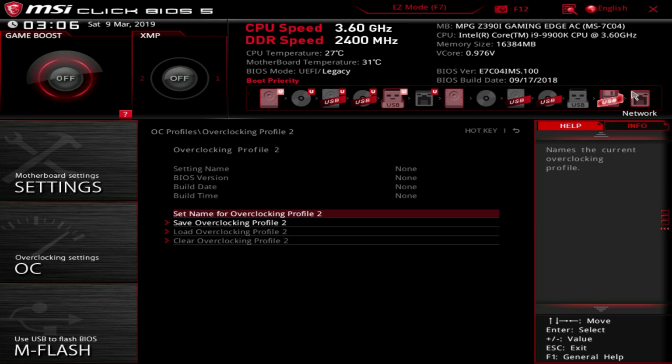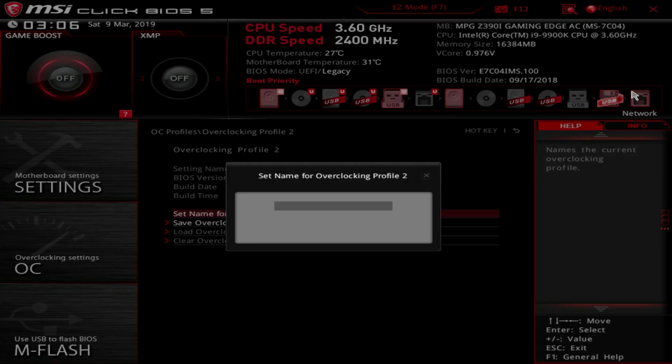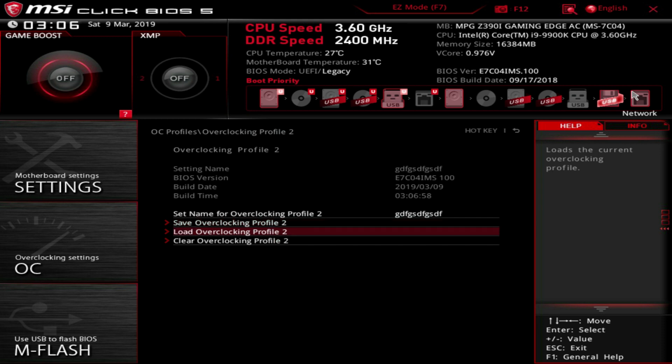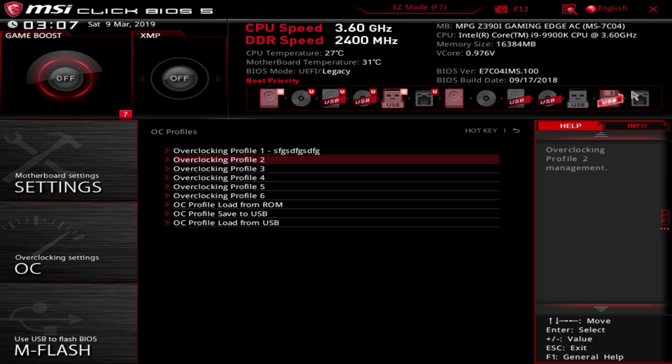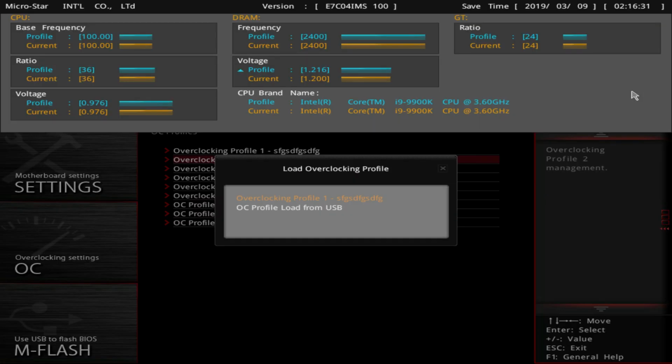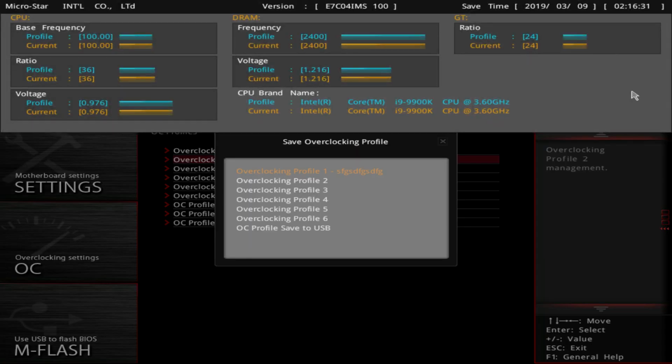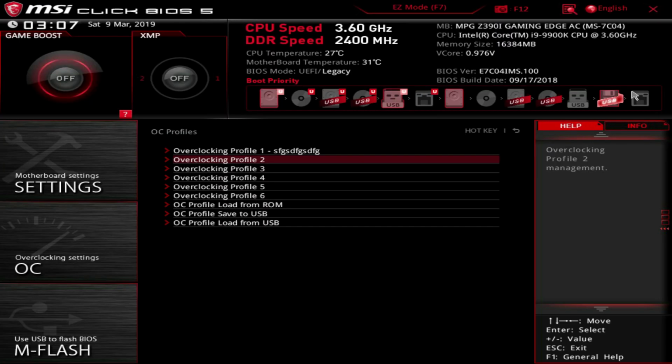So, yeah, now the thing is, if you want to set names for profiles, you have to do it from here. Right, so we can go like that, and you can save a profile, then you can load a profile, you can clear a profile, so you can just wipe the settings in it. Also, if you want to load a profile quickly, you can do it from the F8 key, and if you want to save a profile quickly, you can do it from the F9 key. So that's kind of that.